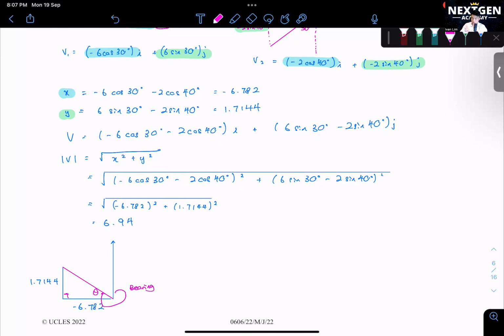So how do I do it? Tangent theta equals 1.7144 over 6.782. My theta here, I'll get 14.2 degrees. For the total bearing, since it's in this direction, it will be 180 plus 14.2 degrees, which gives you 284.2 degrees.